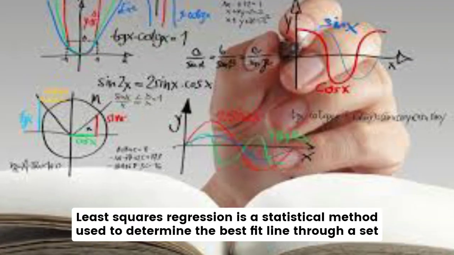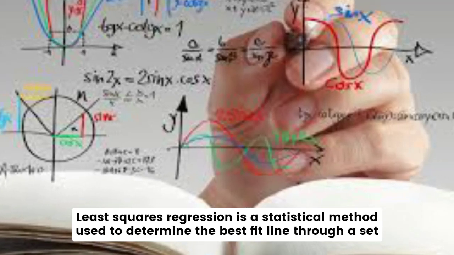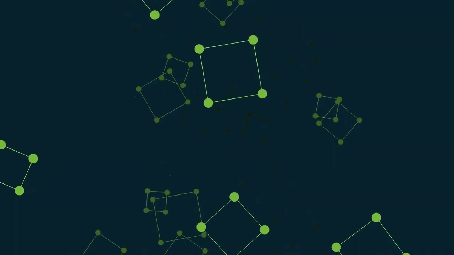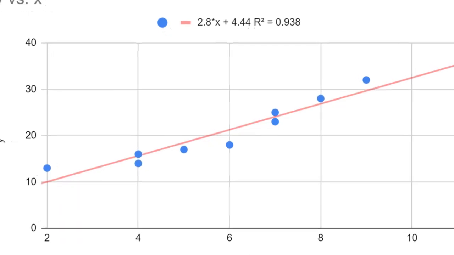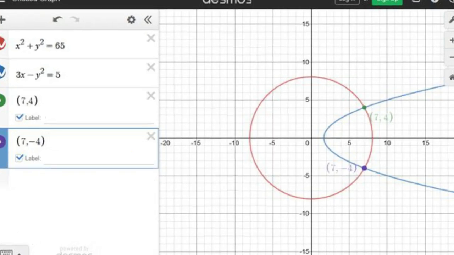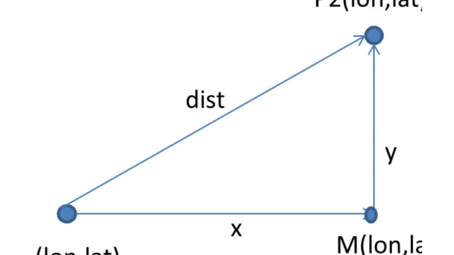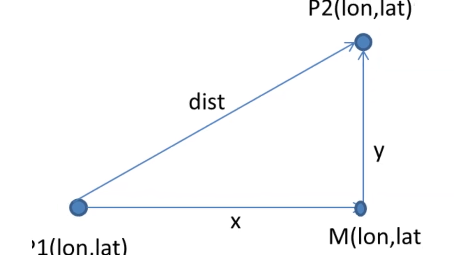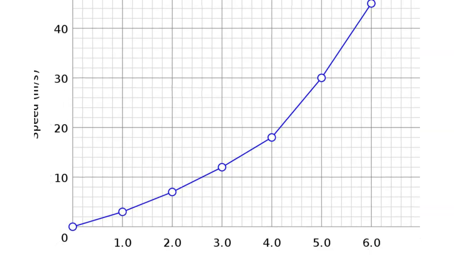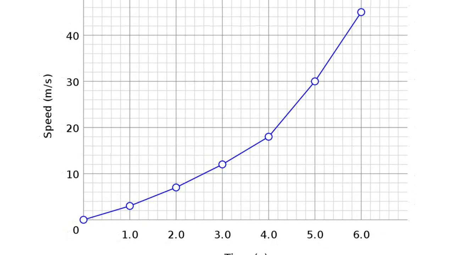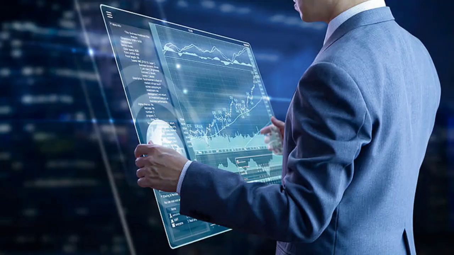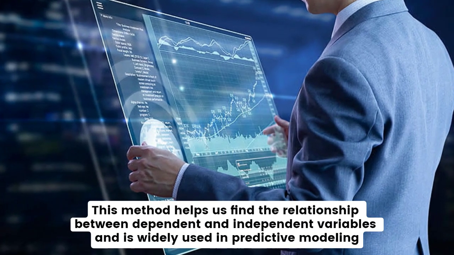Least squares regression is a statistical method used to determine the best fit line through a set of data points. The best fit means that the line minimizes the sum of the squares of the vertical distances, or residuals, between the observed values and the values predicted by the line. This method helps us find the relationship between dependent and independent variables and is widely used in predictive modeling.